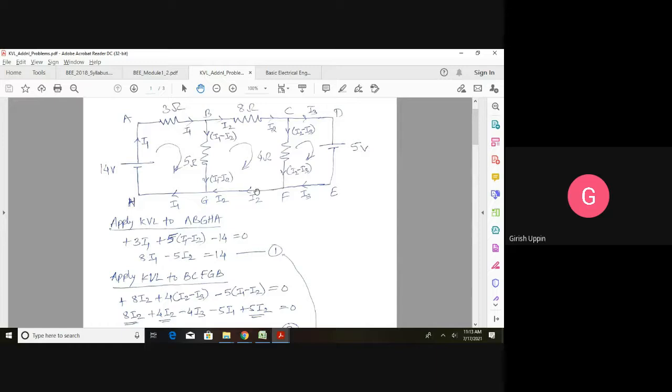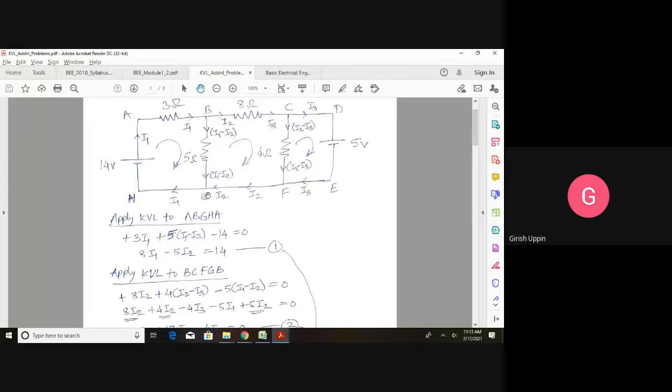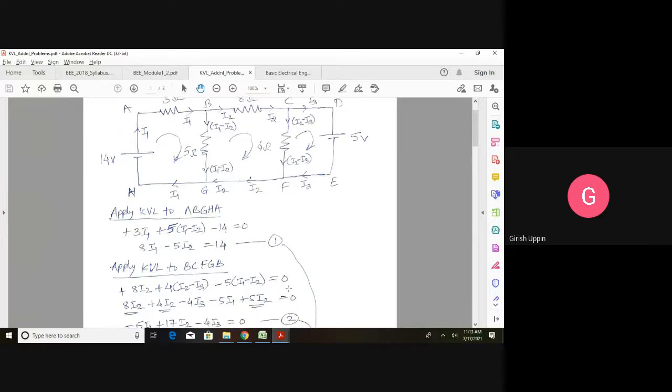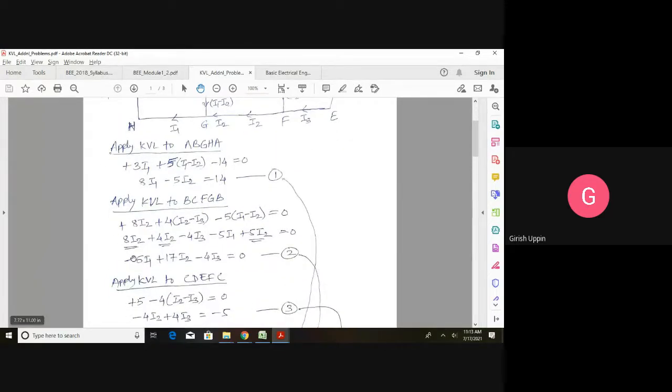Now you come like this. Now you can see the tracing is opposite to the direction of flow. So this voltage drop should be taken as minus 5 into the current flowing, which is (I1 minus I2). Minus 5(I1 minus I2). I come back to the node B and it equals 0. If we simplify that, we get the equation: minus 5I1 plus 17I2 minus 4I3. So this is the second equation.